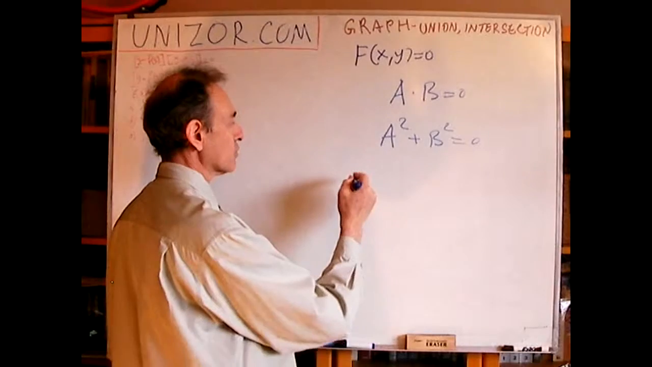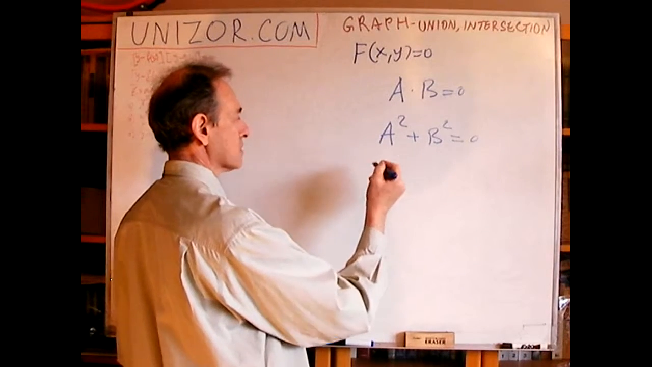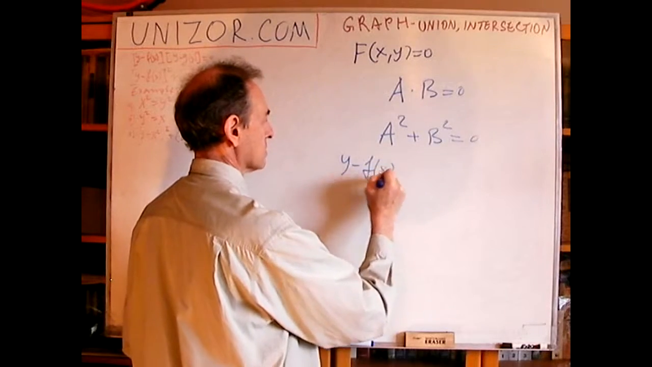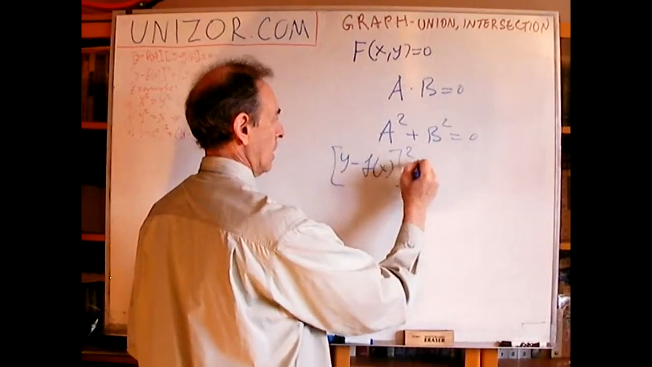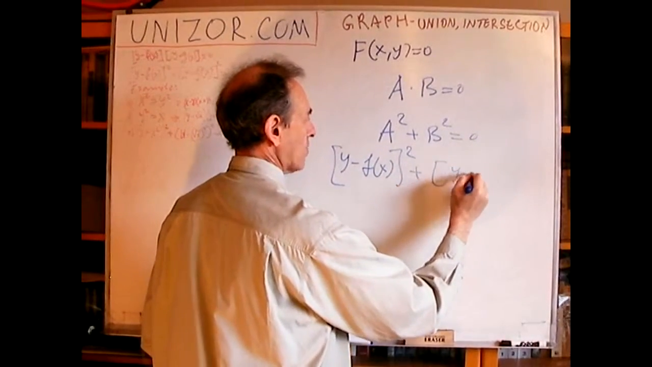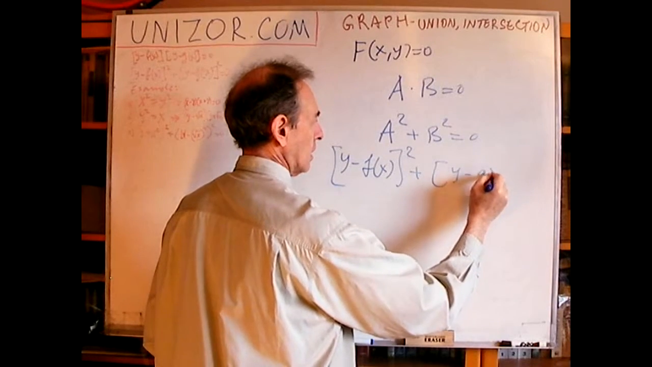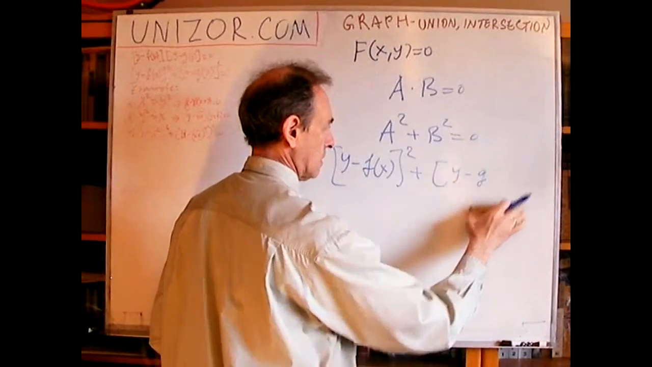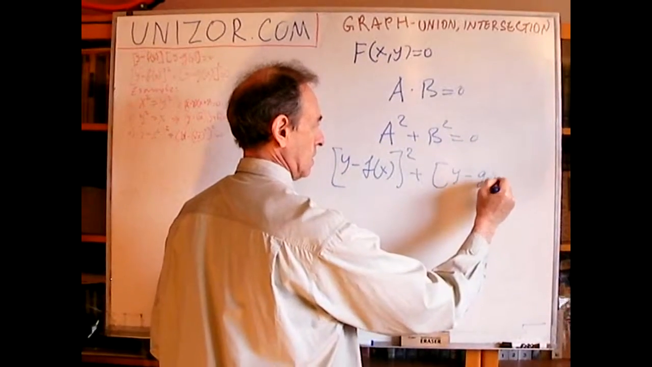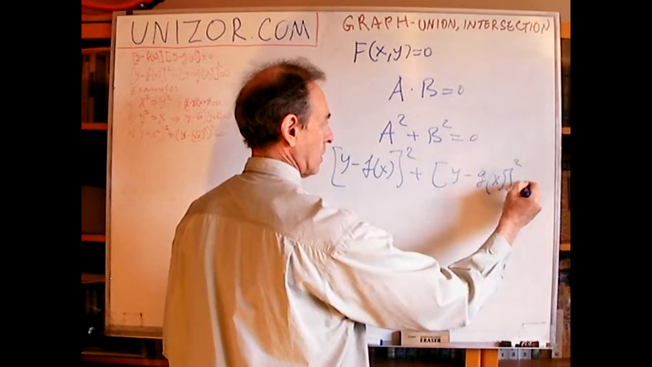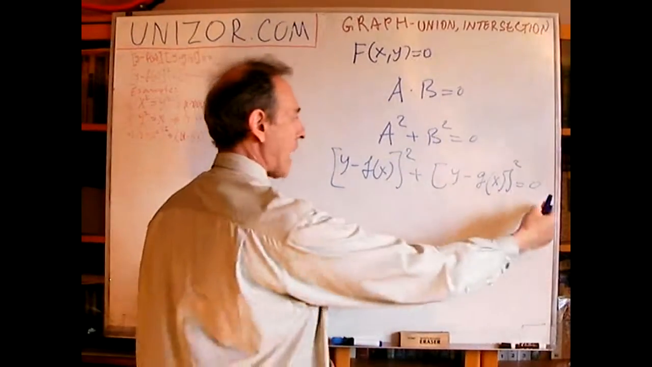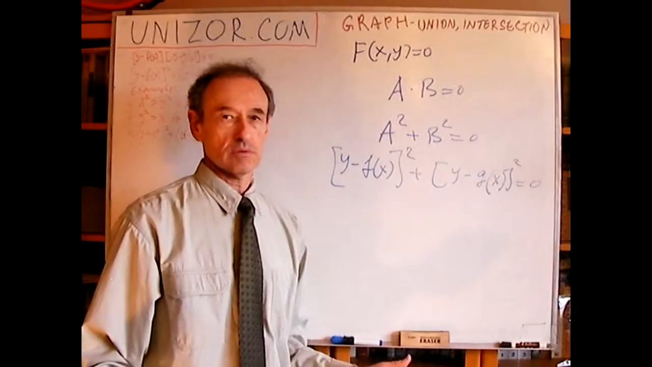So if you have a function which looks like, let's say, (y minus f of x) squared plus (y minus g of x) squared equals 0, what does it mean? What's the graph of this particular equation?